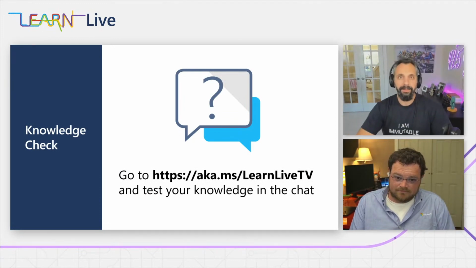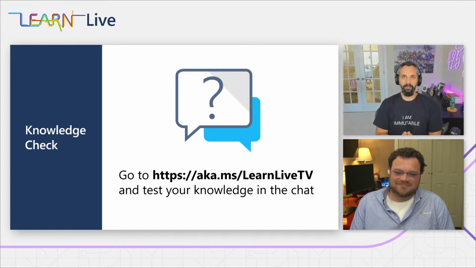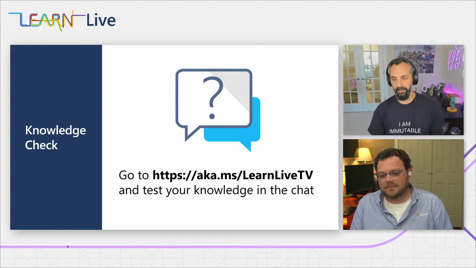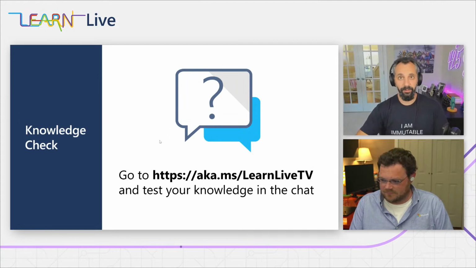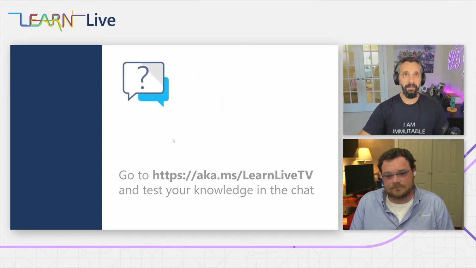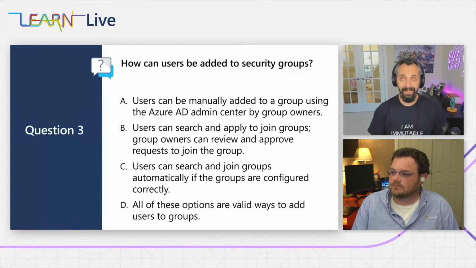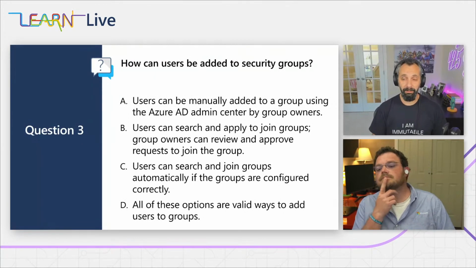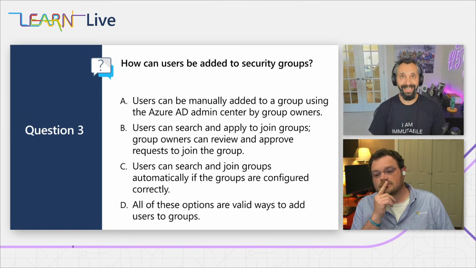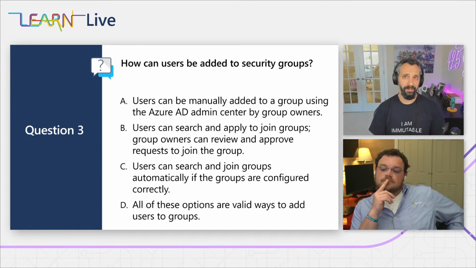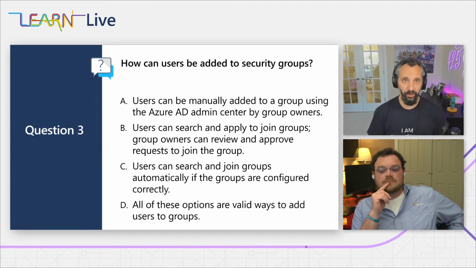That would be fun. Okay, now let's play together, right? Go to aka.ms/learnlivetv, and let's go through the first question, which is, how can users be added to security groups? Users can be manually added to a group using the Azure AD Admin Center by group owners. Users can search and apply to join groups. Group owners can review and approve requests to join a group. Users can search and join groups automatically if the groups are configured correctly. And all of these options are valid ways to add users to groups.